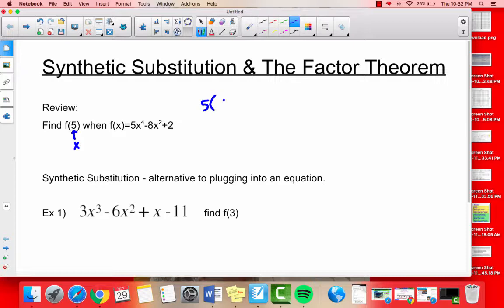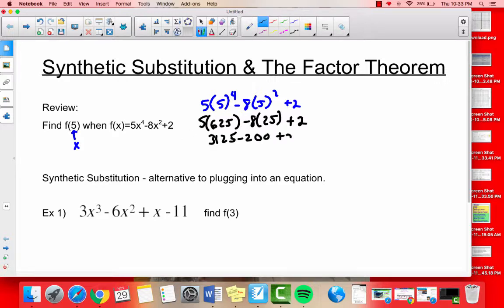I'm going to have 5 times 5 to the fourth minus 8 times 5 squared and then plus 2. Just go to simplifying in your calculator. So if you take 5 to the fourth, you get 625. So 5 times 625, and then minus 8 times 25 plus 2. Please remember when you're doing this by hand and showing your work, you always have to do the exponents first. That's very important. And then you can go ahead and do the multiplication. So 5 times 625 is 3,125. 8 times 25 is 200, and so we'd write minus 200, then plus 2.